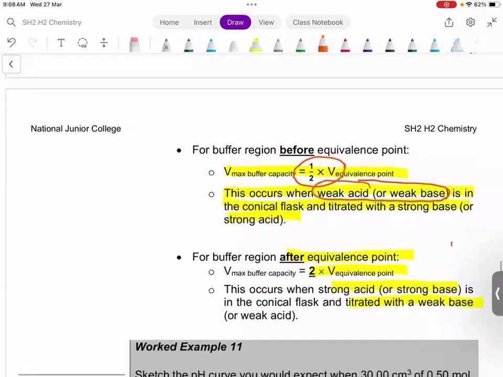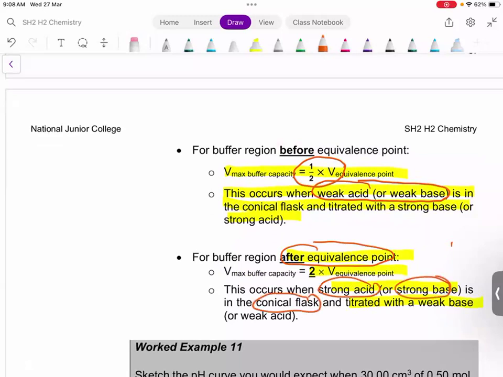So if it's after equivalence point, then it's likely that your strong acid or strong base is in the conical flask. Then it will be 2V. So can you help me highlight that to reiterate? Page 41. Half V when weak acid or weak base is in the conical flask. 2V when strong acid or strong base is in the conical flask. So this is for you to think faster. Of course, you can still think on the spot. Okay, Ken?